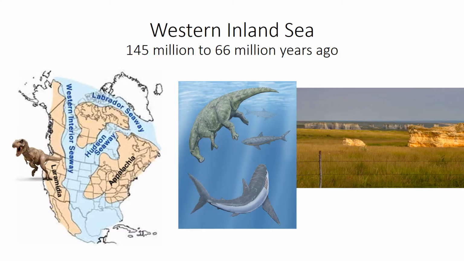Now we're going to look at the prehistory of the Great Plains, and we're going to start long before humans were present in the area. The area that today is the Great Plains, 145 million years ago, was underwater. It was submerged beneath the western inland sea, all the way from north to south, as you can see here in this map.